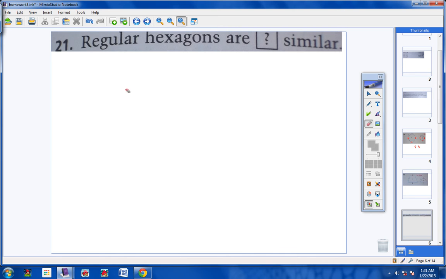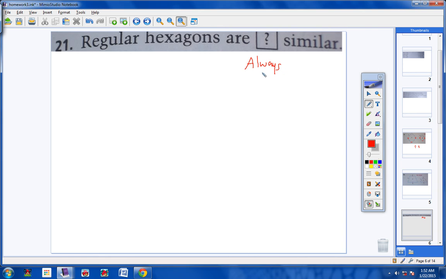Alright, moving on. Now, numbers 21 through 26, they want us to say always, sometimes, or never. So here we go. Regular hexagons are always, sometimes, or never similar. Well, if they're regular, think about it, guys. Yes, they're going to always be similar. Let me show you why.